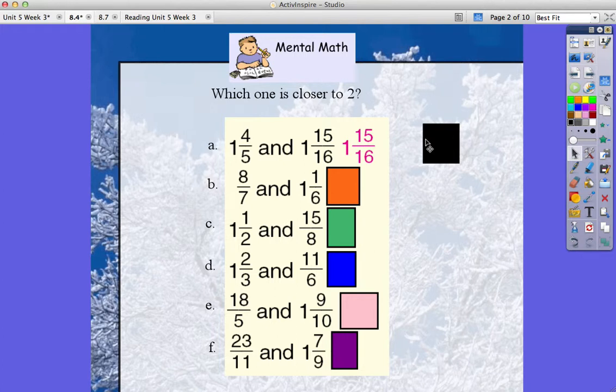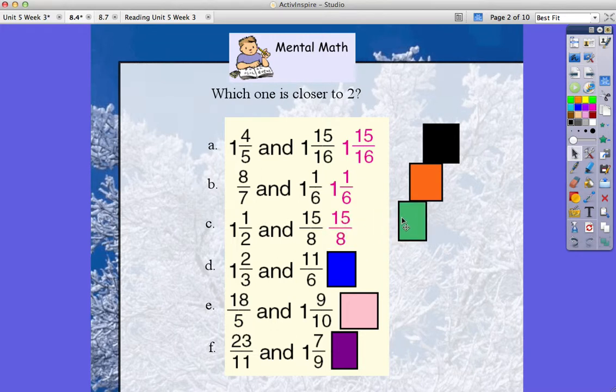Taking a look at 8/7, we would move to 1 and 1/7, and we're comparing it to 1 and 1/6. We're getting closer to 2 with 1 and 1/6, because a seventh is smaller than a sixth. Next, 15/8. If we were to change this improper fraction to a mixed number, we would have 1 and 7/8. And 1 and 7/8 is much closer to 2 than 1.5.